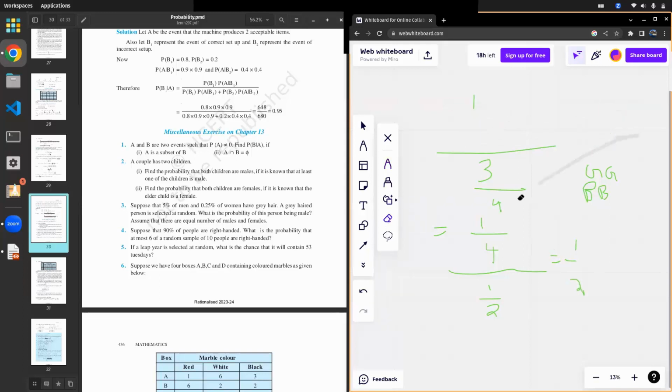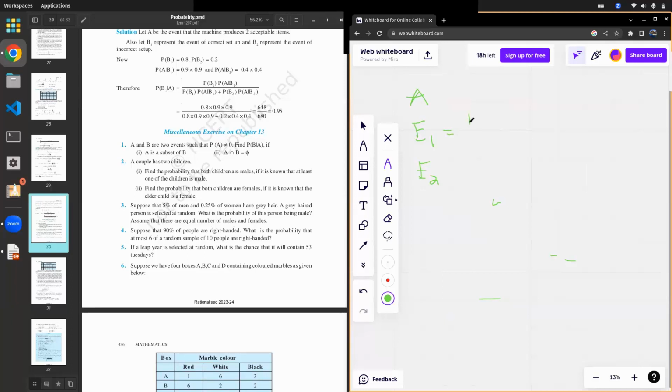So let's do the next question. Suppose 5% of men and 0.25% of women have gray hair. A gray haired person is selected at random. What is the probability of this person being male? Assume that there are an equal number of males and females. Okay, so let A be the event of having gray hair, E1 be the event of a male being selected, E2 be the event of a woman being selected. It is given that the numbers of males and females are the same, so E1 and E2 have the same probability, and we have to find the probability of E1 given that the person has gray hair. So this can be solved by using the Bayes theorem and substituting the values.